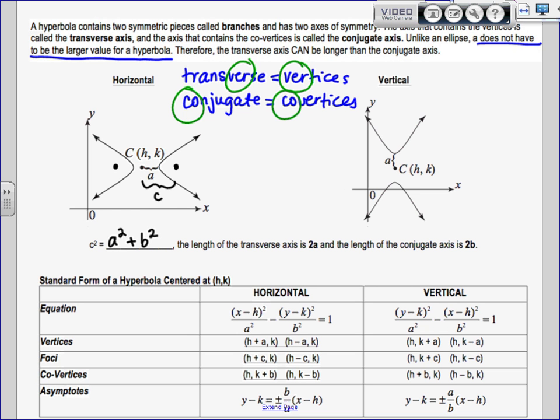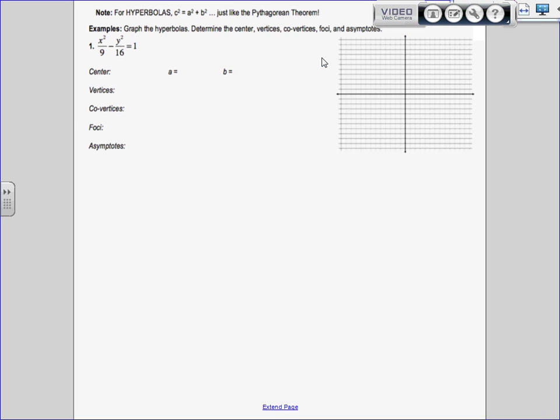Just like before, I don't want you to memorize all of these formulas that are given. I want you to just know how to use them, how to sketch a graph, and come up with where the vertices and the co-vertices and so on are. So this should be super simple if you guys already started your homework. If you can understand the ellipse, it's related to it. All right, so let's try this.